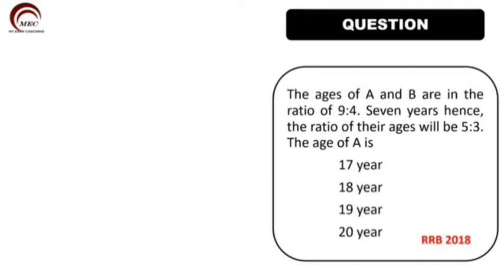So the next question. The ages of A and B are in the ratio 9:4. So let us write that. A is to B is equal to 9 is to 4. And 7 years hence. Hence means after 7 years. These words are very, very important. 7 years hence, after 7 years, the ratio of their ages will be 5 is to 3.